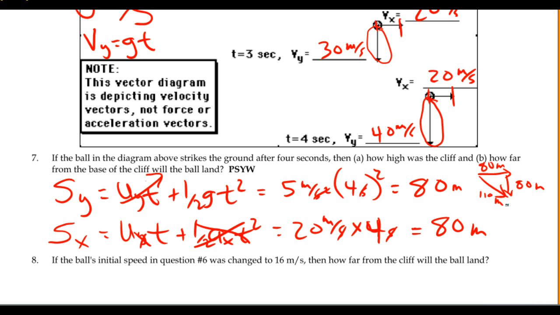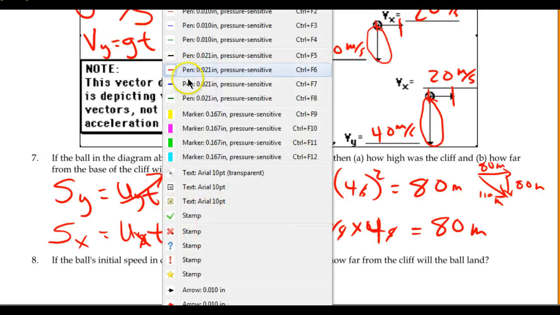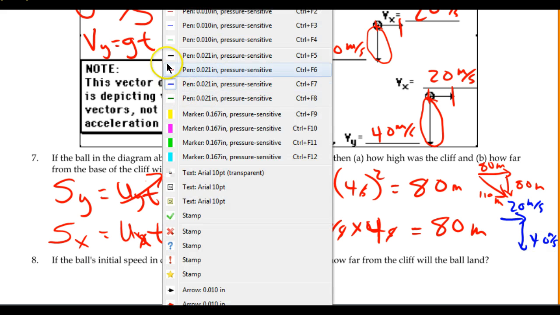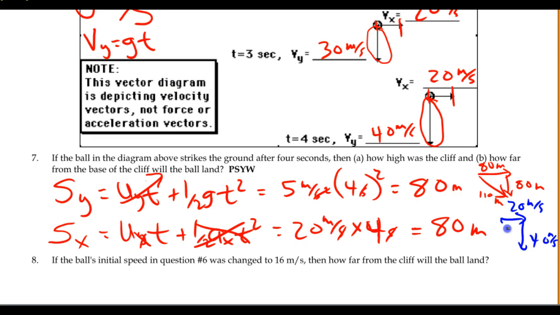Okay, that's displacements. We could also add velocities like that, and we could figure out the total velocity of the object at the time it finished. It would have been moving 20 meters per second horizontally and downward at 40 meters per second. So we could do 20 squared plus 40 squared and then take the square root of the answer and get 44 meters per second.